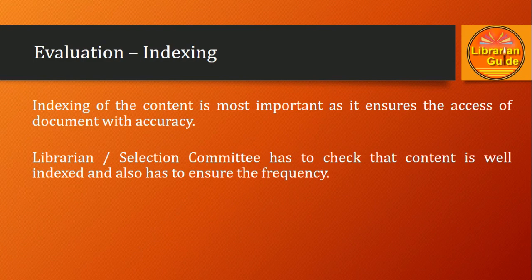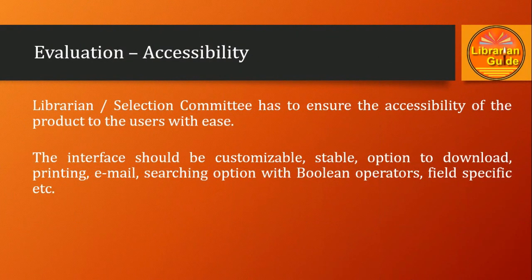Next is the accessibility. It has to be ensured that the product is accessible to the users with ease. When the users start accessing the document, they should not have any problem. The interface should be such that it can be customized. It has to be very stable, and there should be provision to download the content, provision to print the document, and provision also to email the related content.